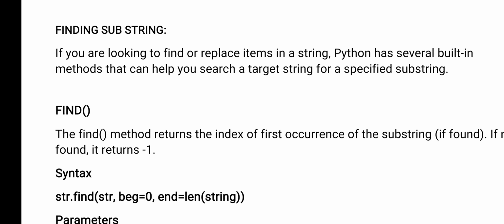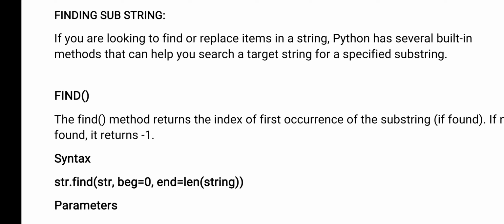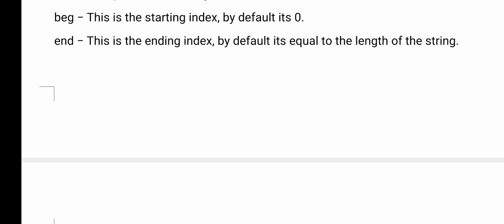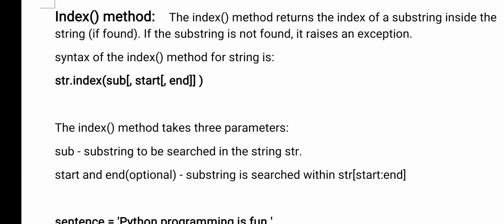Now finding a substring. Here in Python we have a few built-in functions. Using those built-in functions you can find whether the substring is there in the main string or not. If it is there, then you will get a true result. If it is not there, then you will get a false result. Now the index function. What is the use of the index method? The index method returns the starting index of a substring in the main string. If the substring is there in the main string, it will search, and if it is there, it will give the starting index of the substring.